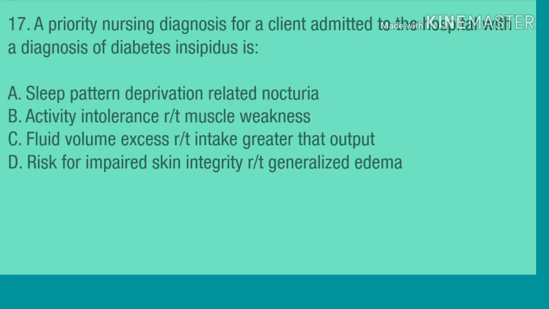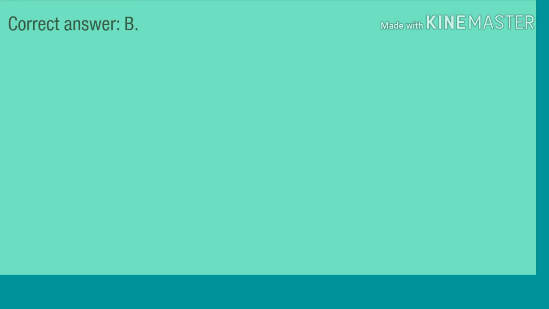Question 17. A priority nursing diagnosis for a client admitted to the hospital with a diagnosis of diabetes insipidus is A. Sleep pattern deprivation related to nocturia. B. Activity intolerance related to muscle weakness. C. Fluid volume excess related to intake greater than output. D. Risk for impaired skin integrity related to generalized edema. Correct answer, B.